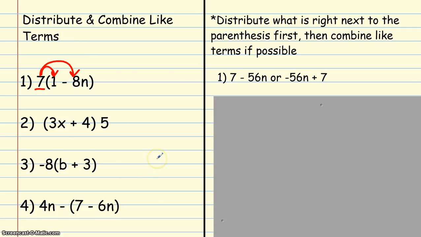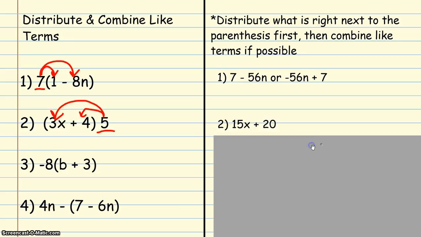All right, example number 2, the quantity of 3x plus 4 times 5. Now, sometimes the number right next to parentheses is at the end. In this case, it's the 5. It's right after the parentheses. It still means to distribute and multiply. So we're going to do 5 times, and you want to go all the way over to the very first part of the parentheses. So we're going to multiply 5 times 3x, which is 15x, and then 5 times positive 4, which is 20. So we're going to get 15x plus 20.